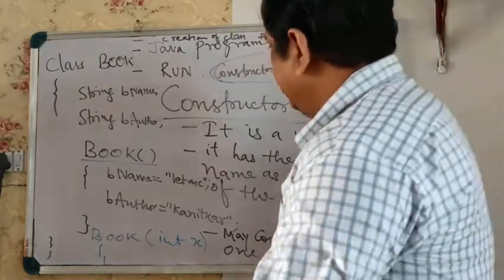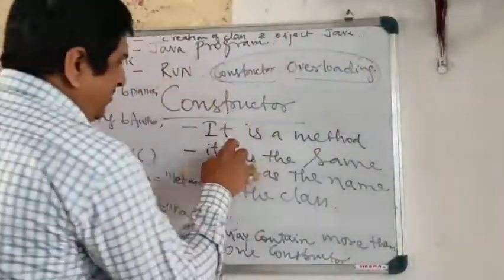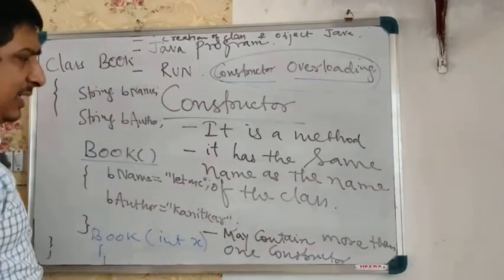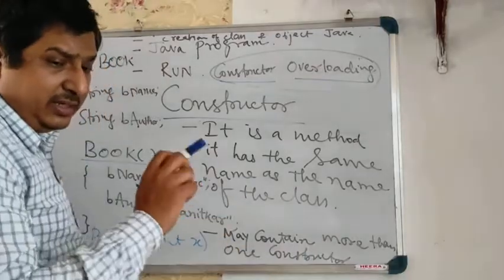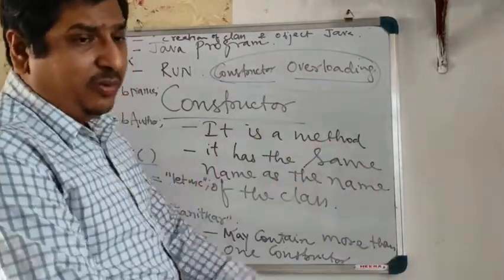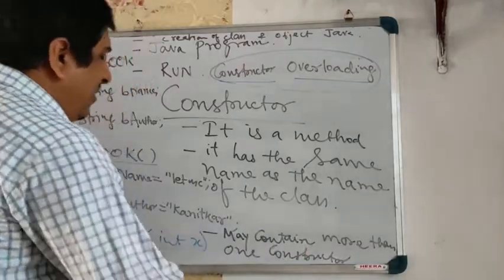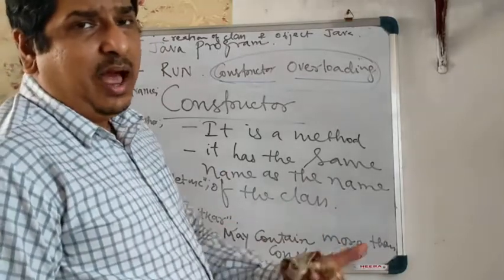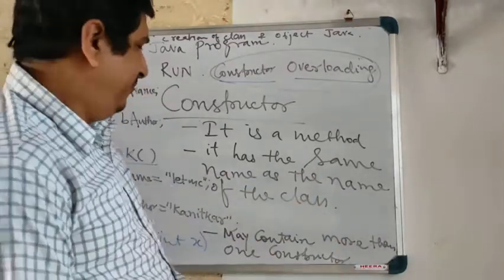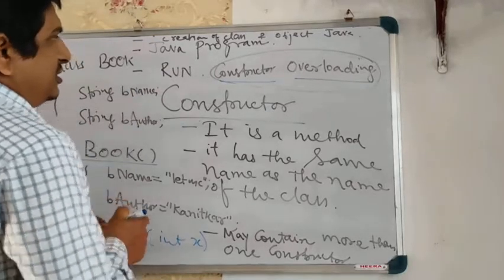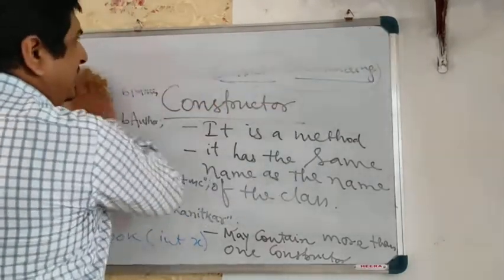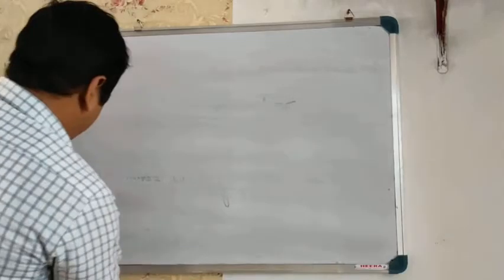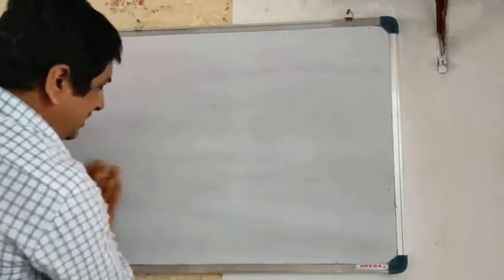So what I said, first of all I said a constructor is a method. Then I said it has the same name as the name of the class. Then I said it is the first method that gets executed when we instantiate an object, or you can say when we create an object. And then I said a class may have more than one constructor. Now, constructor overloading. So put a heading, constructor overloading. This is the last topic of today.